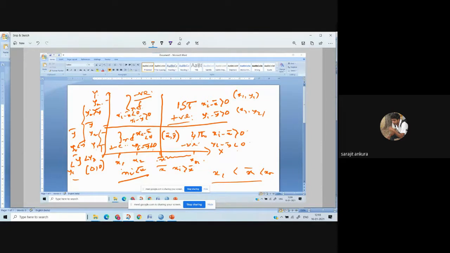So that means first and third quadrant give a positive association and second and fourth quadrant give a negative association. That is the concept of scatter diagram. And from this diagram, we can easily derive the formula of covariance. So now I'm going to the next page.